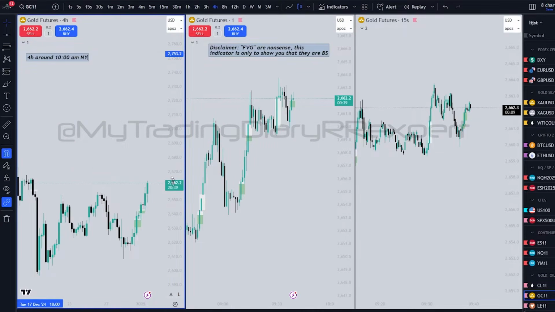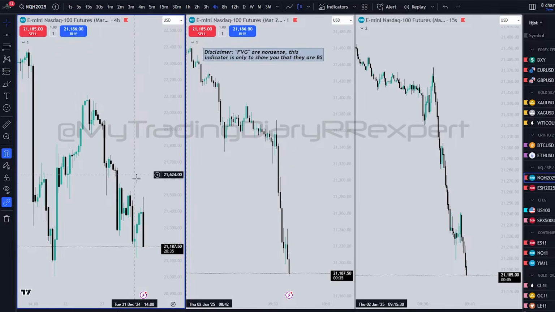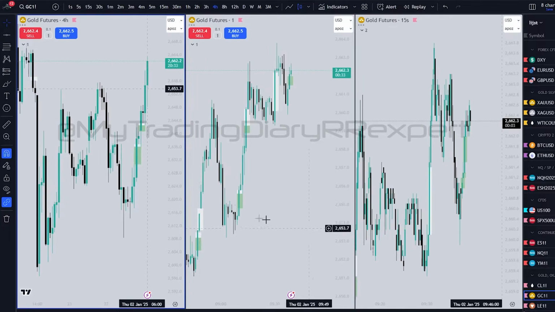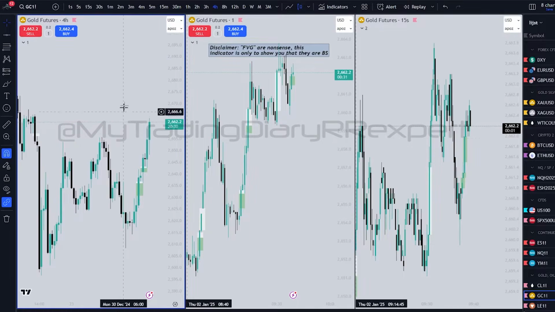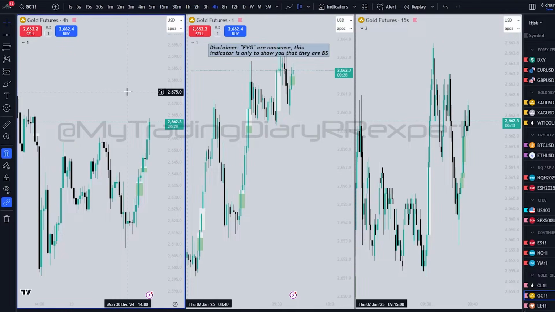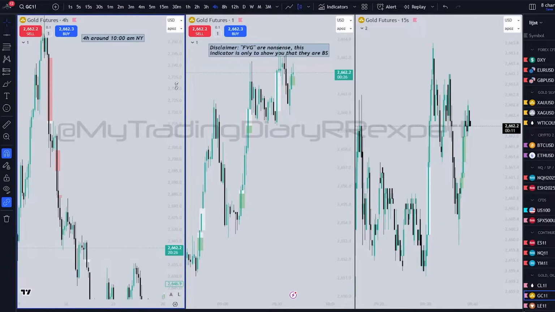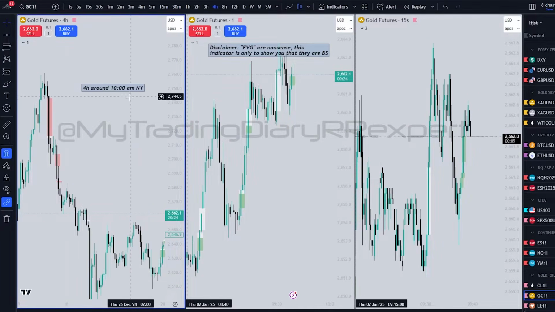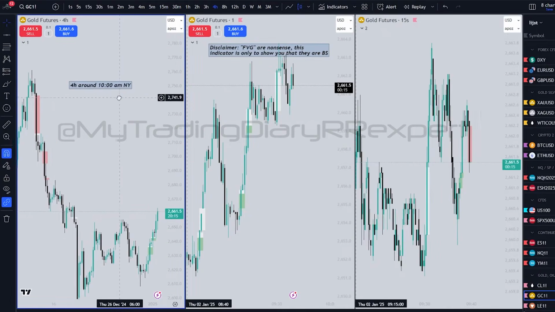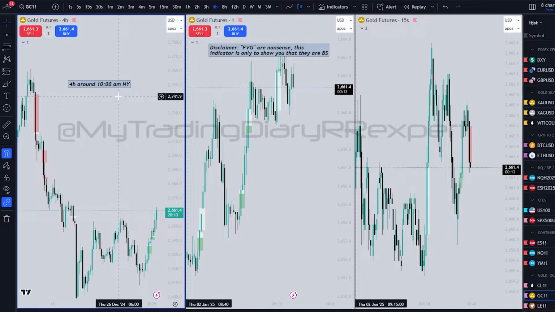That's going to open in 20 minutes. Let's not focus on Nasdaq. Let's focus on gold. When I say around, it could also be 10 minutes before the close, or 10 minutes after the close. It doesn't really matter, but the closer it is to the close and open, the higher the probability is going to be. So this is the first thing.